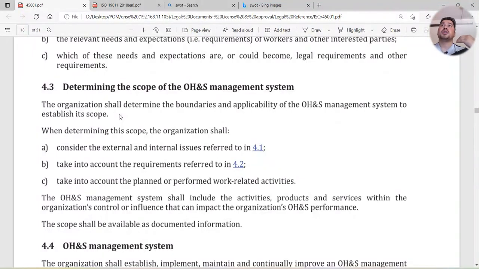Suppose I'm a production factory, and my business does some production. Or let's say my business provides services, for example cleaning services. So how are you going to write my occupational health and safety management scope in the manual? In the manual, I have to write that the business scope is providing soft cleaning services. In that way, you have to write down the scope.